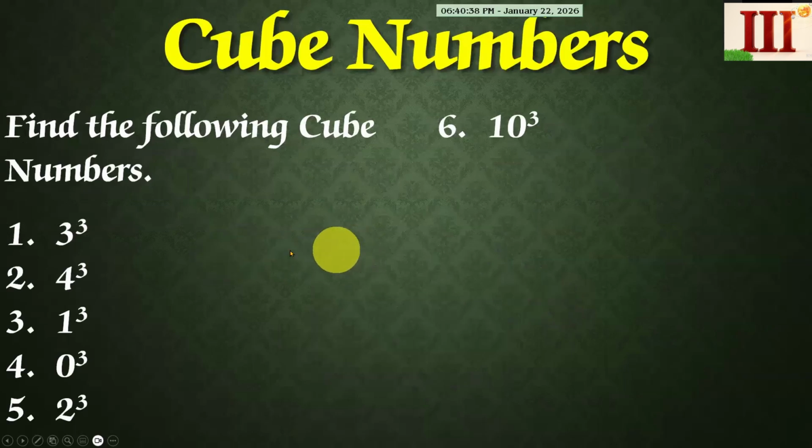So cube numbers are obtained by saying I need to multiply by the power of 3. So 3 times 3 times 3, which is 27. 4 times 4 times 4, which is 64. 1 times 1 times 1, which is 1. 0 times 0 times 0 is 0. 2 times 2 times 2 is not 6. People, 2 times 2 times 2 is equal to 8. And then, of course, 10 to the power of 3 would give you 1,000.